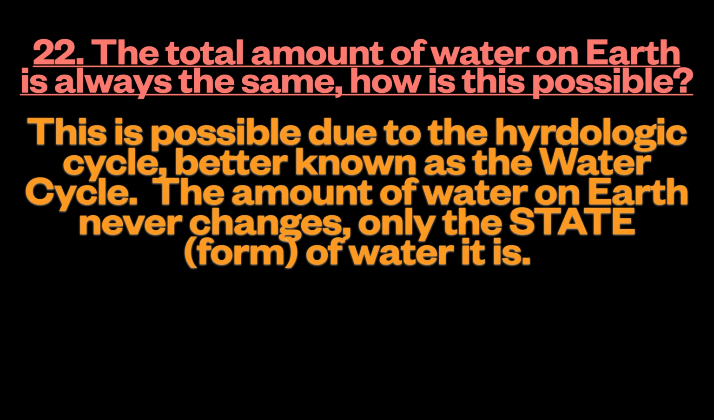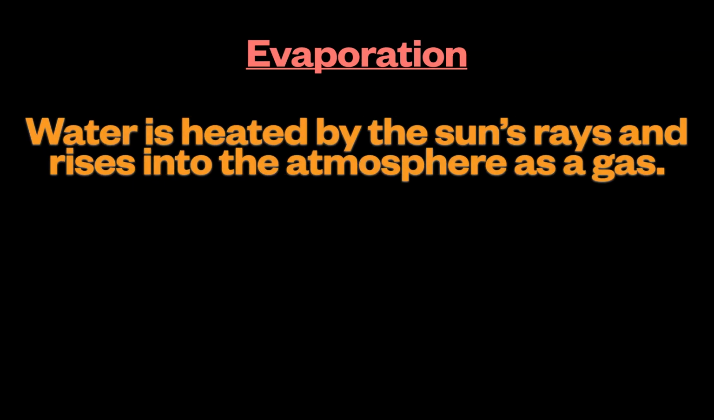All right, the amount of water on Earth will never change, only the state or the form that the water is in. So let's talk about that. Okay, the states of the water cycle. First, you have evaporation, and that's where water is heated up by the sun's rays, and it rises into the atmosphere in the form of a gas.